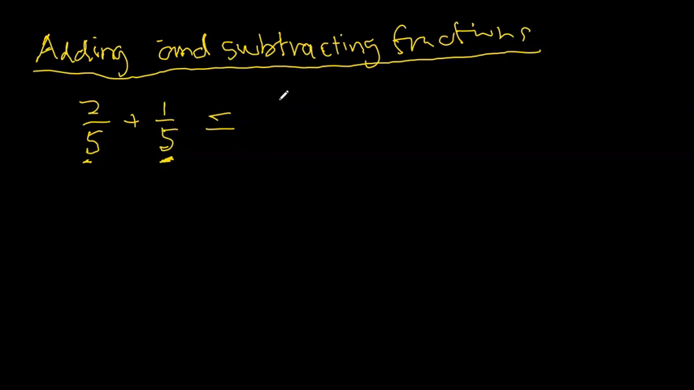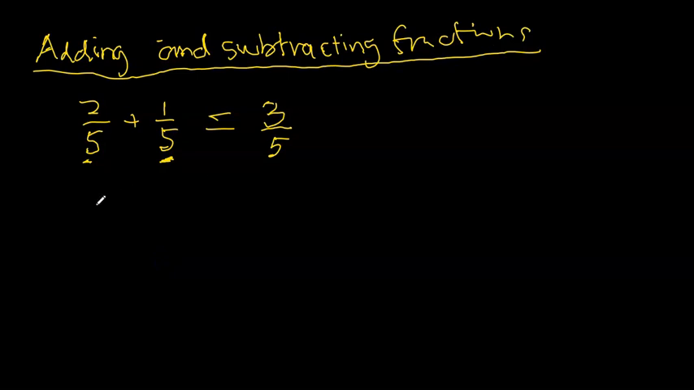When that happens, all you have to do is just add the numerators, right? So 2 plus 1 will be 3 over the denominator, the common denominator, right? And that's it. You are done, right? Let's do another one. Sorry about that. Let me erase this.